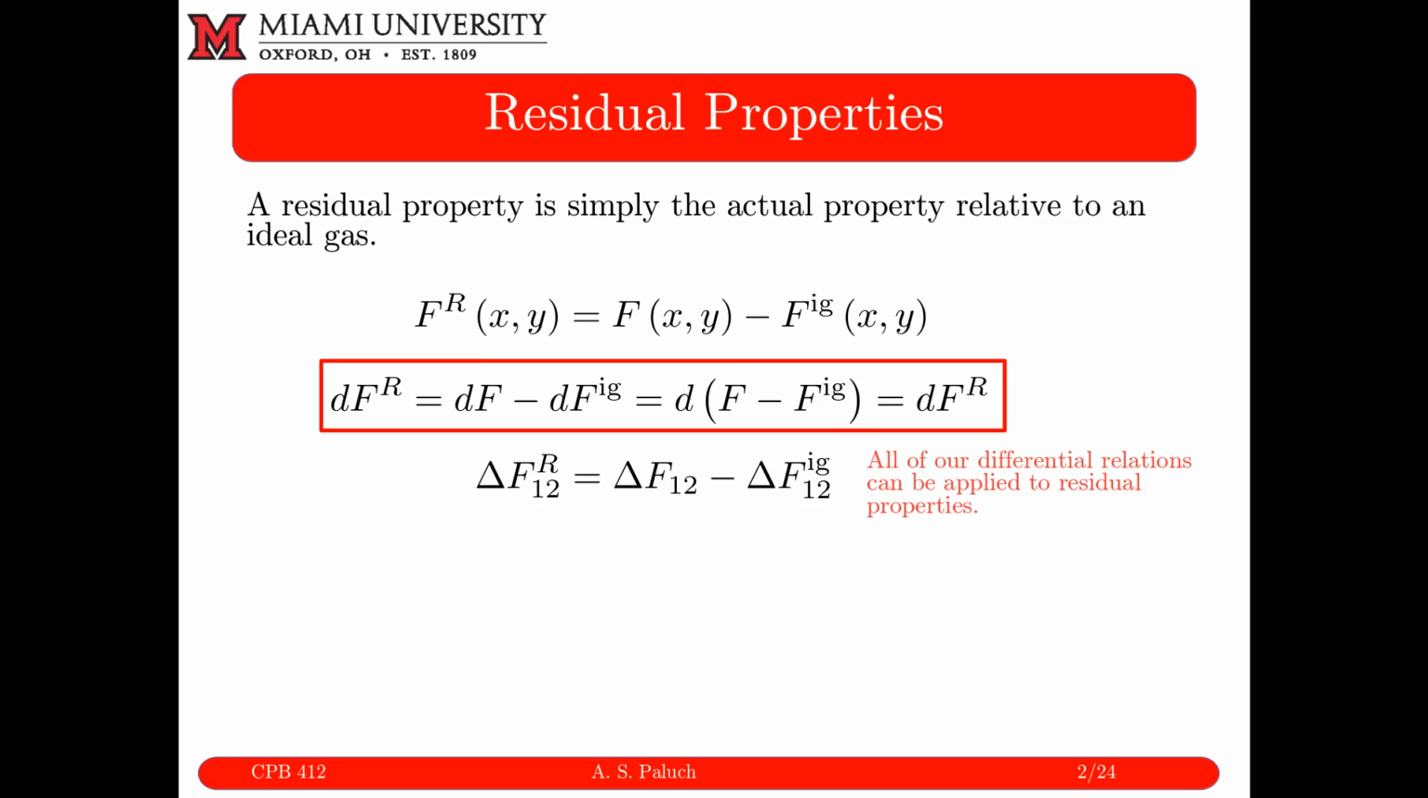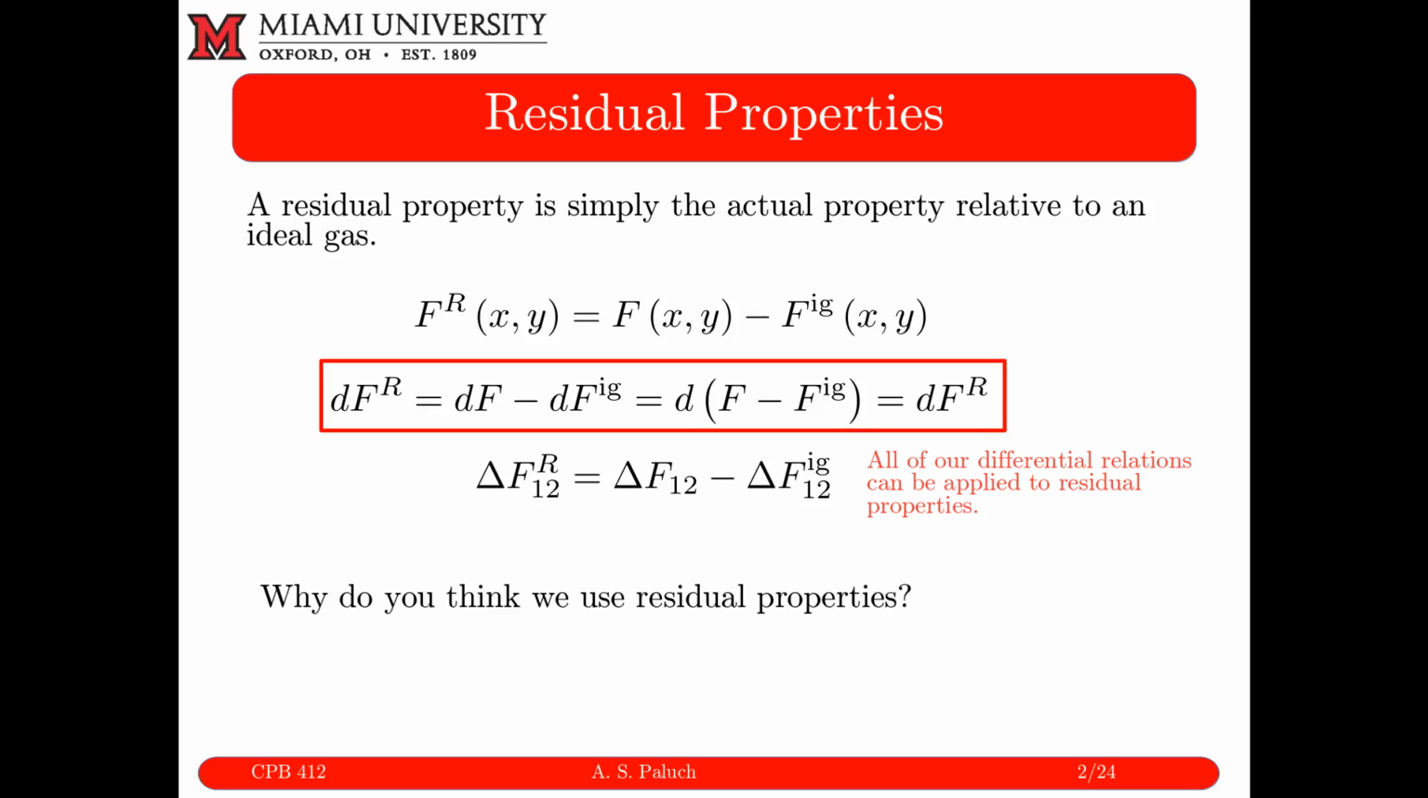And if you were to leave chemical engineering and go to physics class, there our residual properties are sometimes called excess functions. Okay, we will do everything we can to avoid that terminology because in chemical engineering, an excess function is something completely different. Okay, but a residual property is an actual property relative to that of an ideal gas.